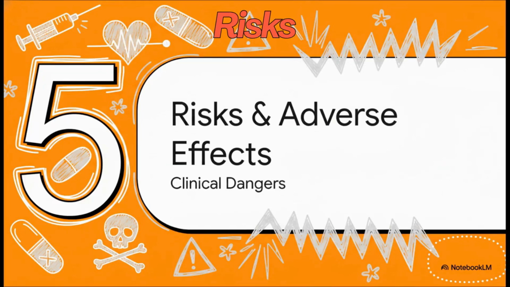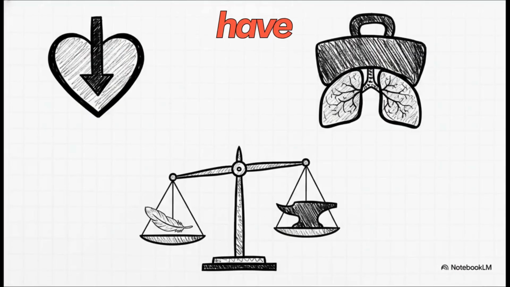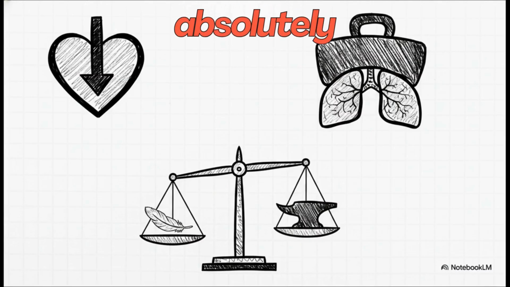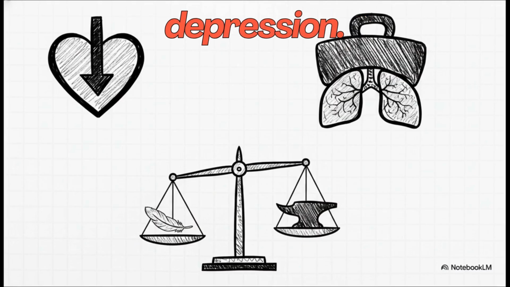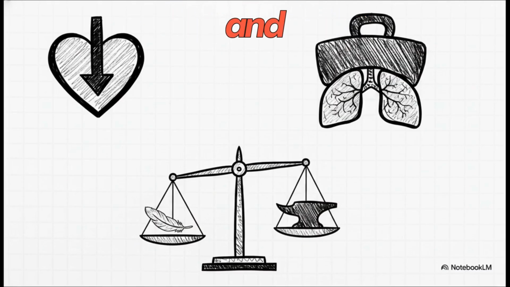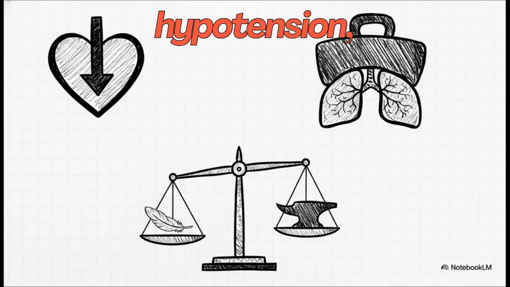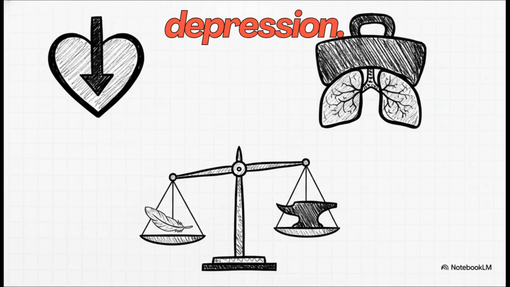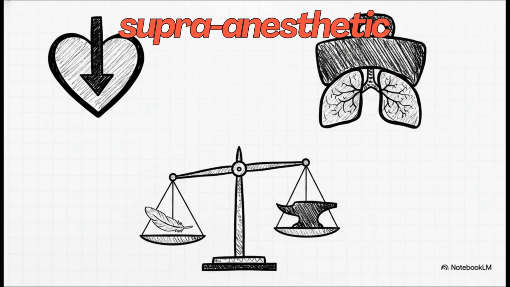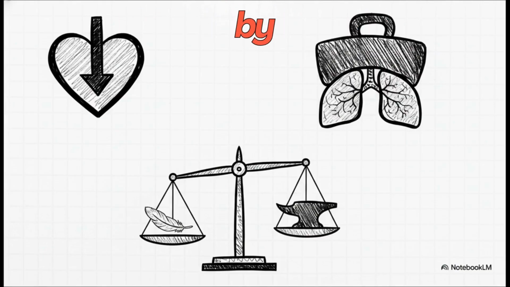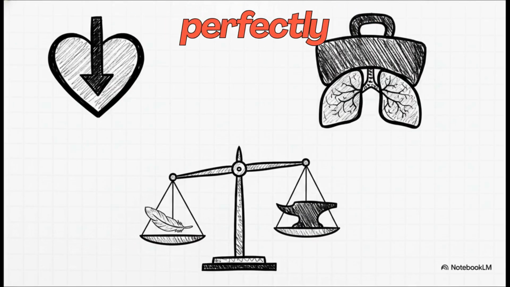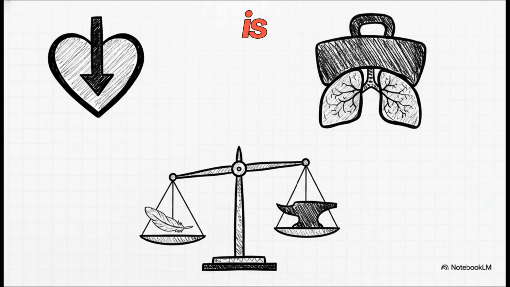Section 5. Risks and Unwanted Effects. We have to be clear here. All intravenous anesthetics carry severe, life-threatening risks if they aren't managed by an expert. The key risks you absolutely must list are cardiovascular depression. Specifically, they cause myocardial depression and vasodilation, leading to hypotension, or low blood pressure, and bradycardia. Furthermore, they cause profound respiratory depression. Most critically, at supraanesthetic doses, all of these agents can cause death by total loss of cardiovascular reflexes and respiratory paralysis. The line between a perfectly timed surgical sleep and a fatal overdose is razor thin.